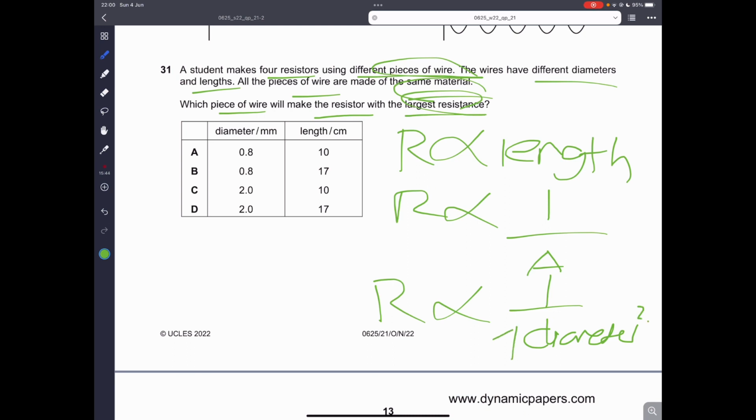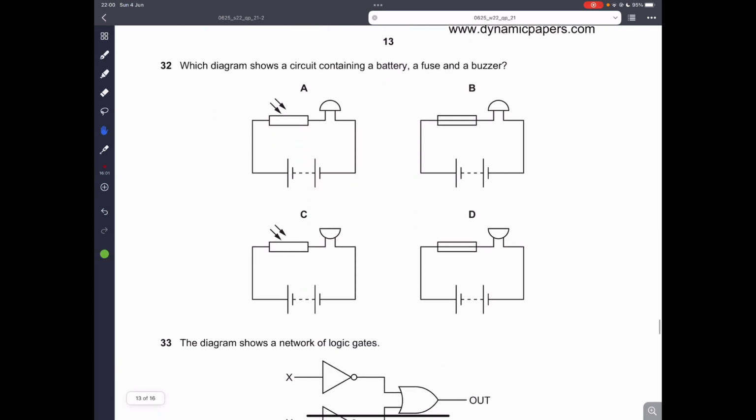And so the larger the diameter, the less the resistance. It says largest resistance. So the lower the diameter, the larger the resistance. The longer the length, the larger the resistance. So the length has to be 17. The diameter has to be 2. So D is the correct answer.